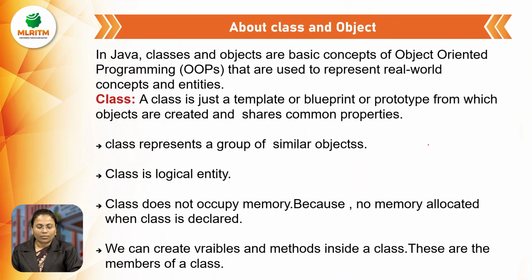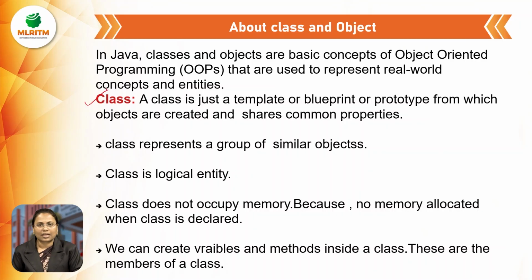Next, basically the entire Java program will be written in terms of classes and objects only, right? These classes and objects come under the OOPS concepts. These OOPS concepts are used to represent real world concepts and their identities. For example, to develop web-based applications, desktop applications, or mobile-based applications, we use these OOPS concepts, right? Under this, first we'll discuss class.